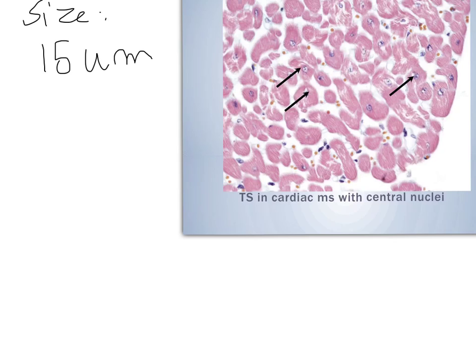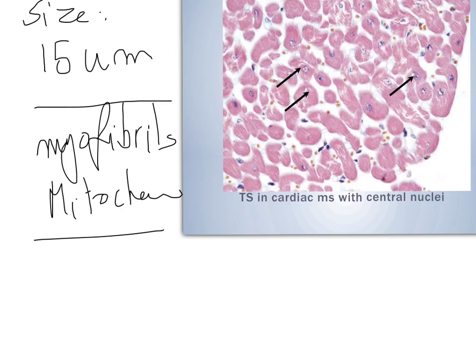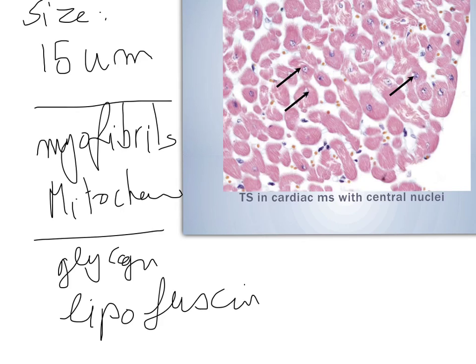Also, as regards the organelles, we have the myofibrils here, and the mitochondria. These are the organelles. As regards the inclusions, we have glycogen and lipofuscin, which is accumulated material that increases with the advance of age, causing brown atrophy of the heart. So these are the possible theoretical questions in this slide.